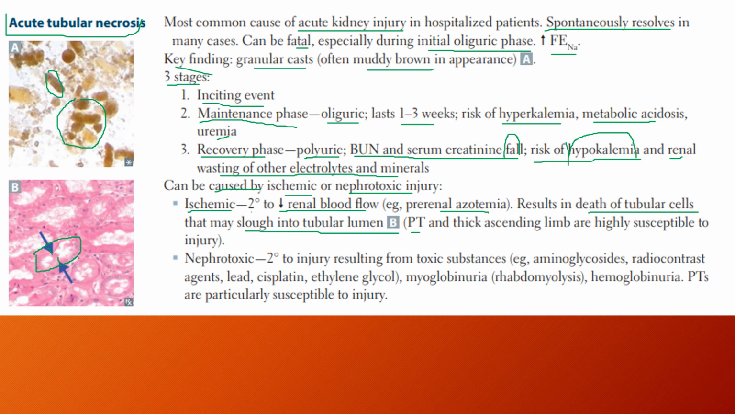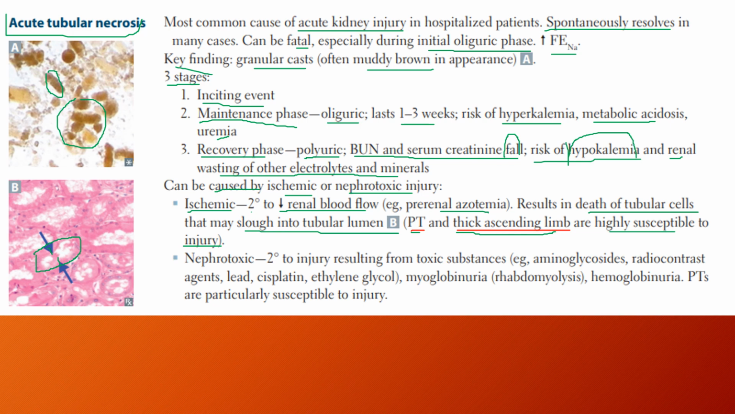Proximal tubules and thick ascending limbs are highly susceptible to this injury. Remember this: proximal tubules and thick ascending limbs are highly susceptible to ischemic injury.